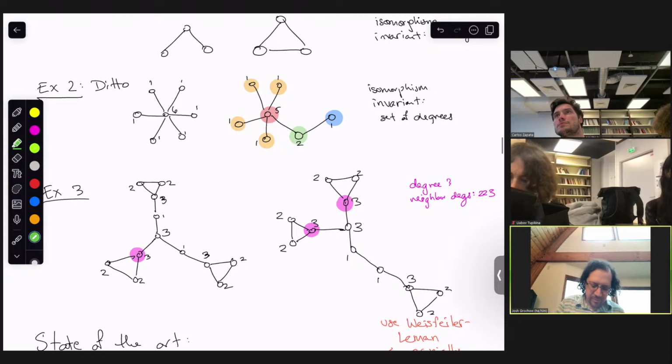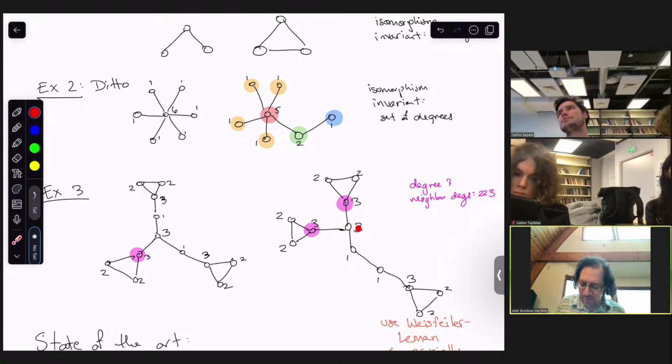All right. You could do a similar thing here, and it takes longer. But one of the things that you will see when you do that is that this vertex, right? This is the only vertex of degree 3 with 2 neighbors of degree 3 in both of these graphs. Okay, and so this one is going to get its own color.